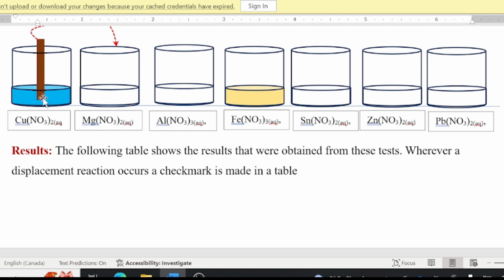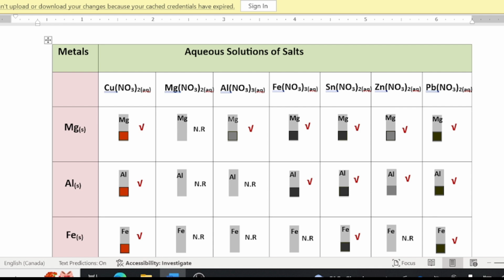of the observations. Wherever there is a check mark, it means that this metal here is more reactive than the one from which this aqueous solution was made. So magnesium here apparently is more reactive than copper, or we know that. Of course, an element will not displace its own self. You see, it displaces aluminum, it displaces iron, it displaces tin, it displaces zinc, and it displaces lead. So you have 5 check marks.